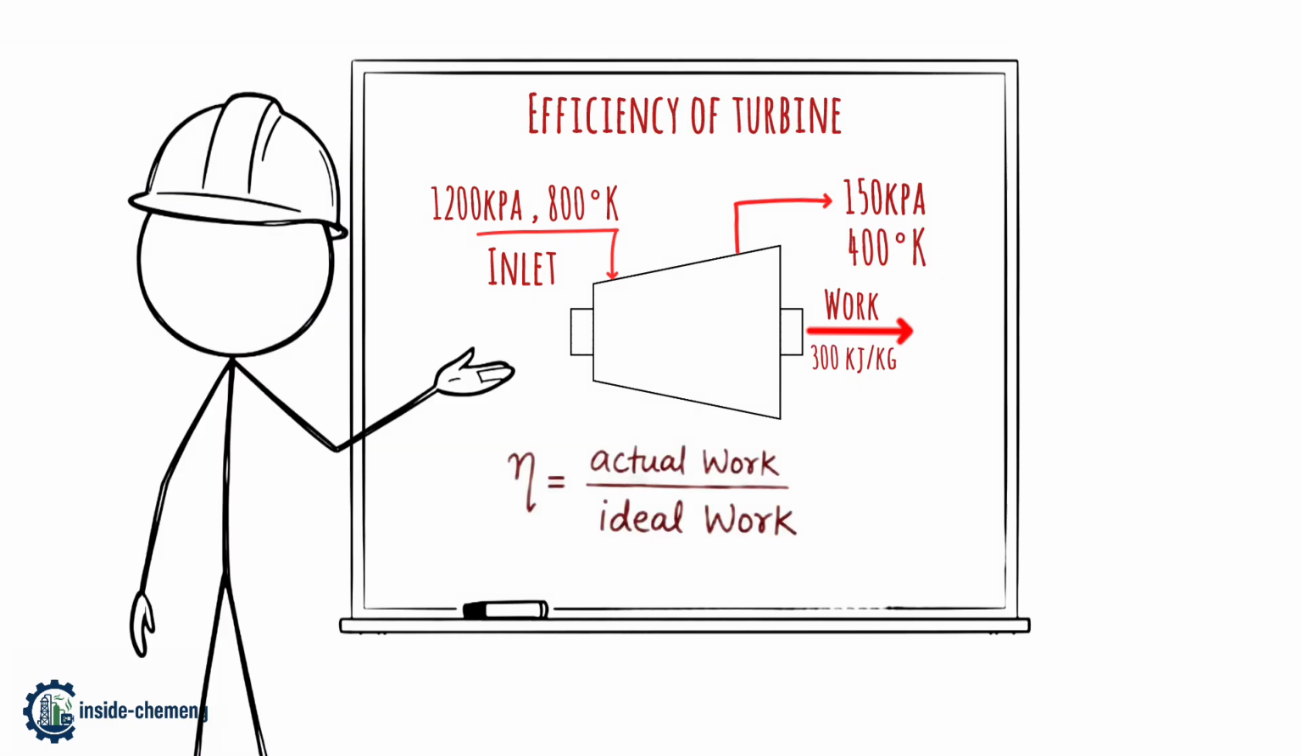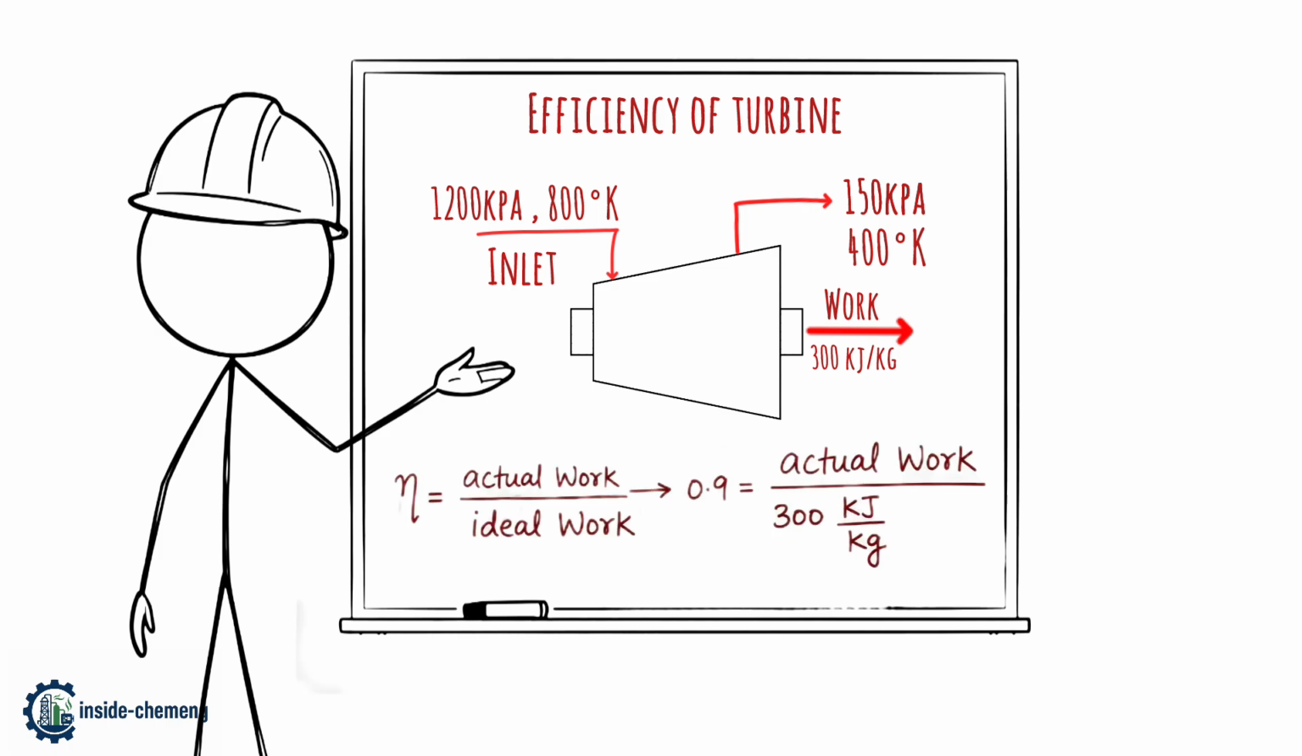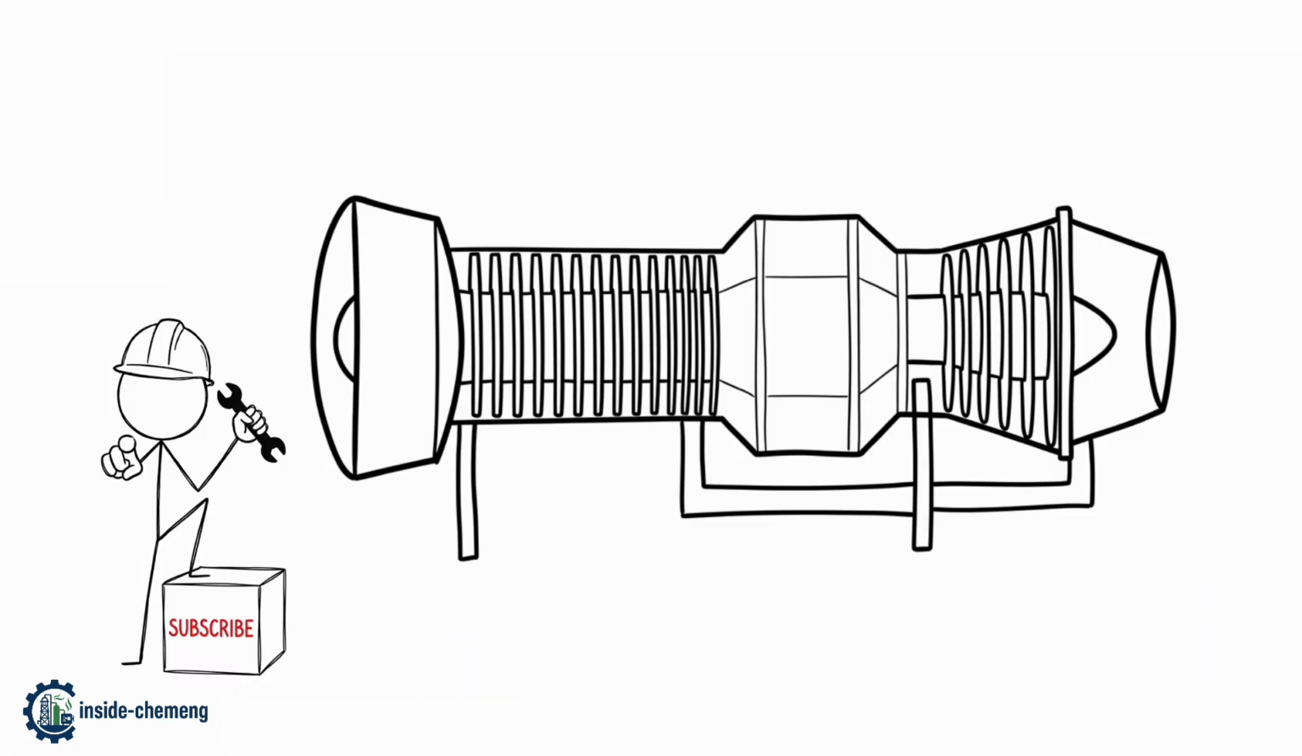Efficiency is simply the ratio of actual work to ideal work, which is that isentropic work we just talked about. Let's say I want my turbine's efficiency to be 90%. With a little simple math, the actual work comes out to 270 kilojoules per kilogram. Meaning for every 1 kilogram of fluid, this turbine produces 270 kilojoules of actual work. What would you want your turbine's efficiency to be?